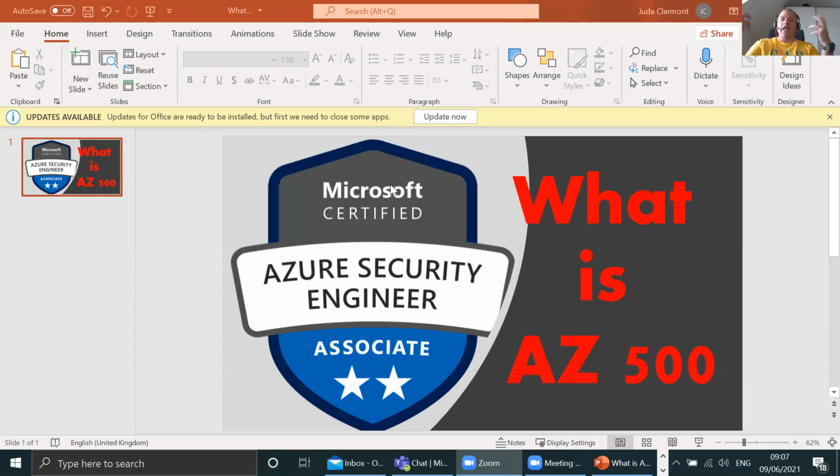AZ 500 is an introduction to those elements about the security components required for Azure. Now, will AZ 500 make you the best Azure security engineer there is? Not necessarily, because there are other examples of security. If you're in DevOps, just as I alluded to, you need something like SonarQube or SonarCloud or whatever it is to analyze best practices for your data.